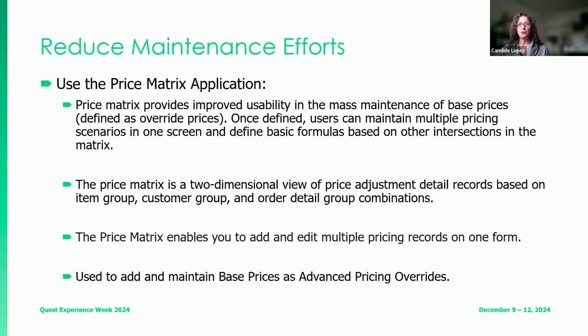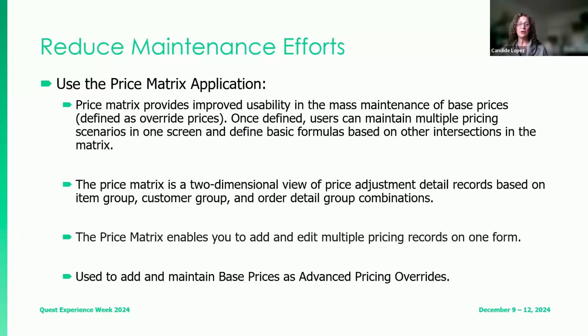Once defined, users can maintain multiple pricing scenarios in one screen and define some basic formulas based on other intersections in the matrix. So in your adjustment definition, you specify which adjustments are eligible or included in the price matrix application. And you bring those into the price matrix application for the purpose of viewing everything that is related to those combinations, those intersections. It's quite amazing how powerful it actually is and how much information it pulls in for you. It is a two-dimensional view of price adjustment detail records, and it's based on item group, customer group, and order detail group combinations. So you can even do your base pricing in groups of items or groups of customers.